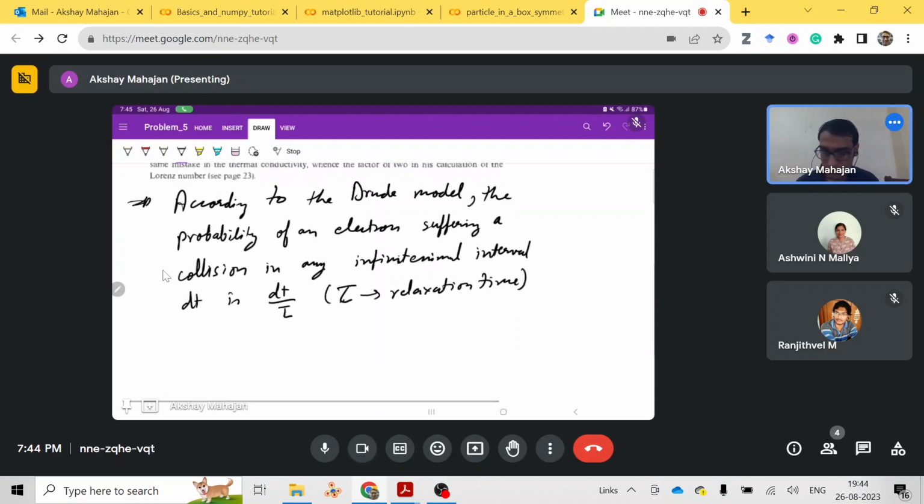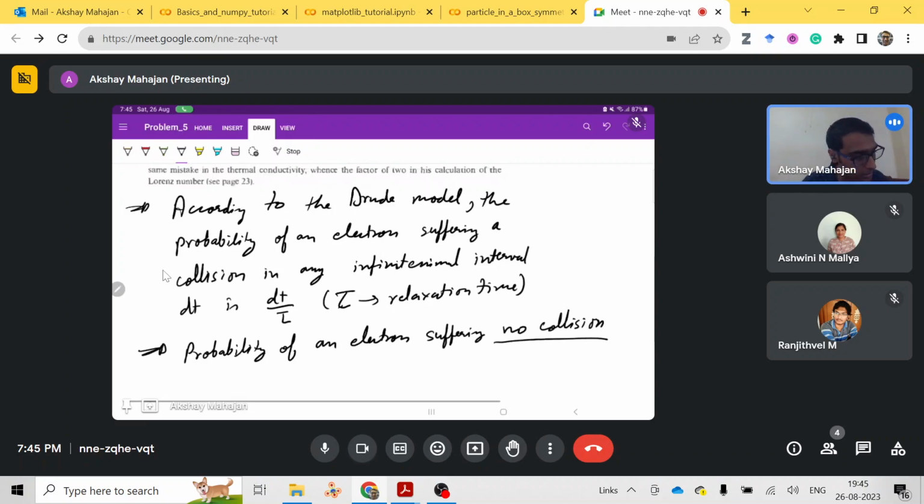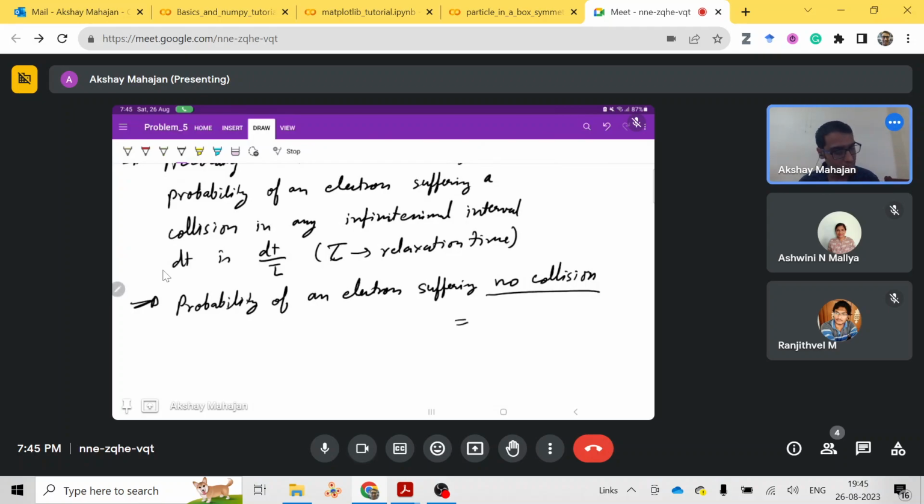Alright. So what we can derive from this is the probability of an electron suffering no collision. If the probability of collision is dt by tau, then the probability that the electron will not suffer any collision in an infinitesimal time interval dt will be given by 1 minus dt by tau. It will either collide or it will not collide, so this probability will be 1 minus dt by tau.